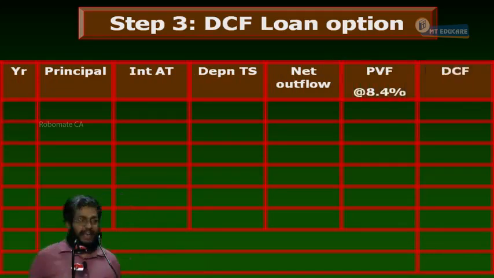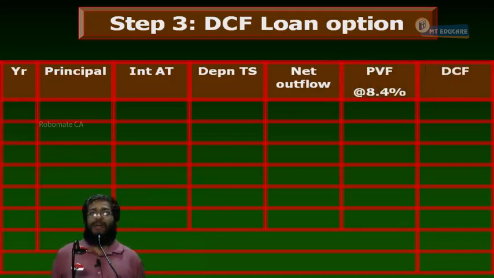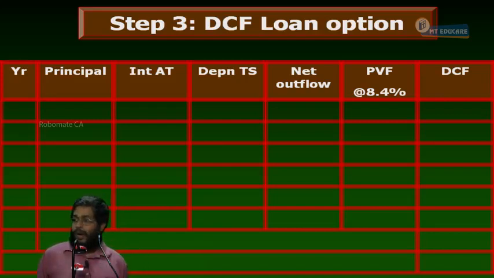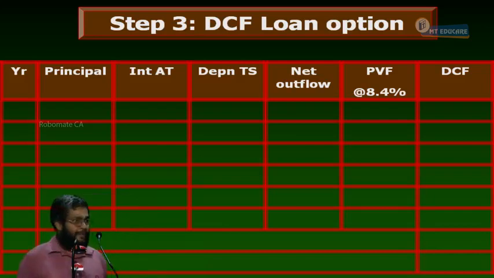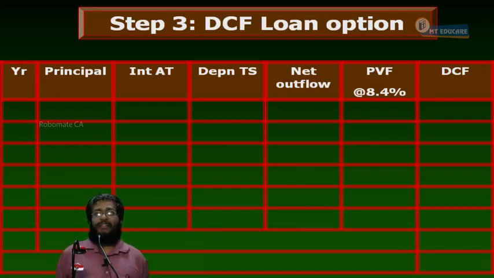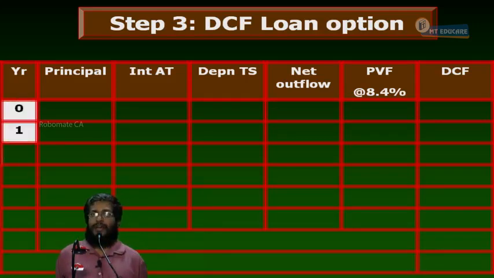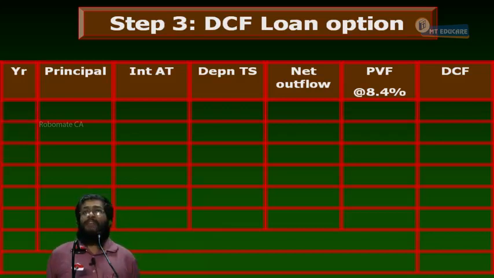Have the following columns: year, principal, interest after tax, depreciation tax savings. All these you have already seen in previous sums. Read in order: year, principal, interest after tax, depreciation tax savings, net outflow, present value factor at 8.4%, and discounted cash flow. When I come to that column, I'll tell you the present value factor. Don't worry about that. All the other columns, able to follow? Can you start?